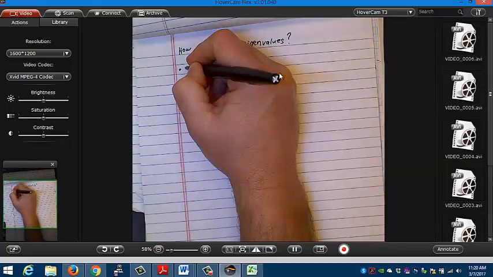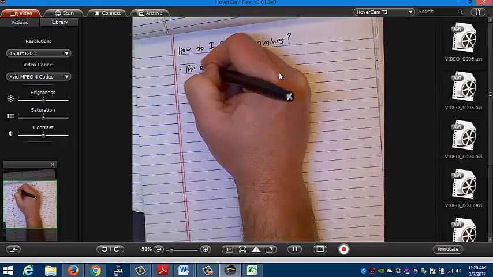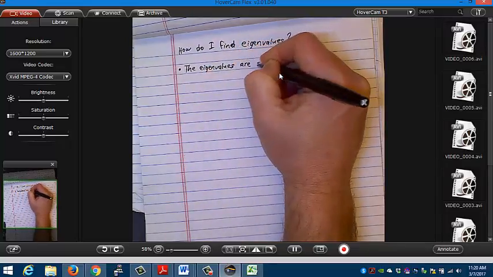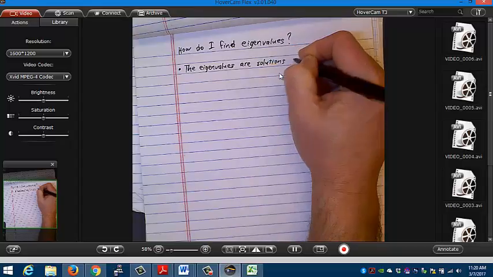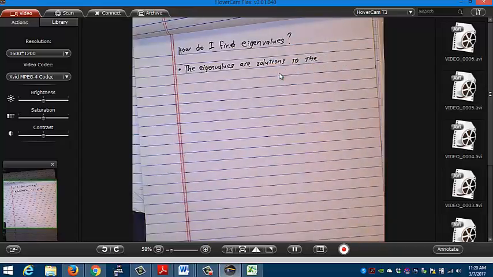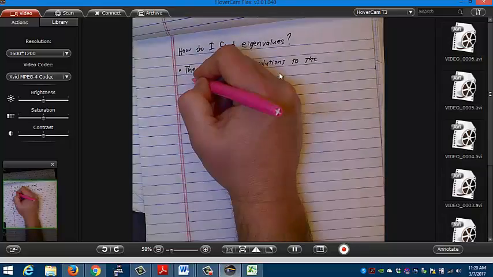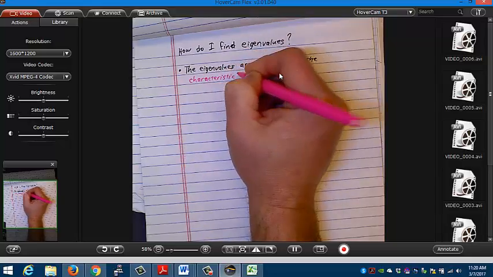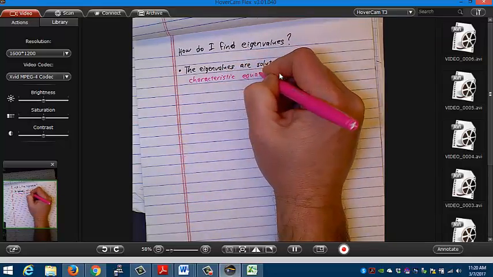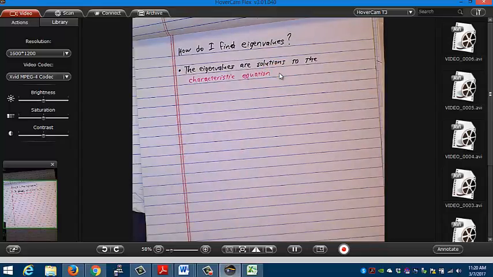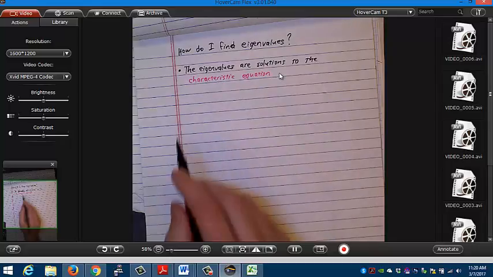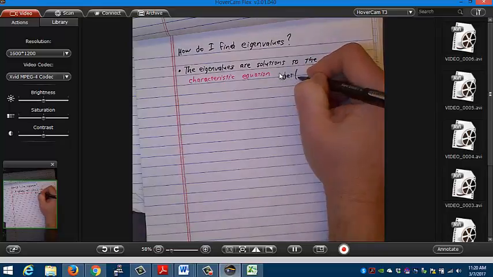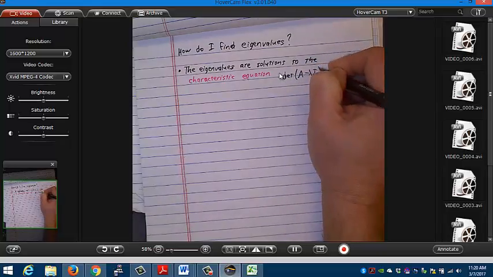Well, one thing we can say is that the eigenvalues are solutions to the, and this has a name, so I may as well write it down. It's called the characteristic equation. Okay, and the characteristic equation is determinant of A minus lambda I equals 0.